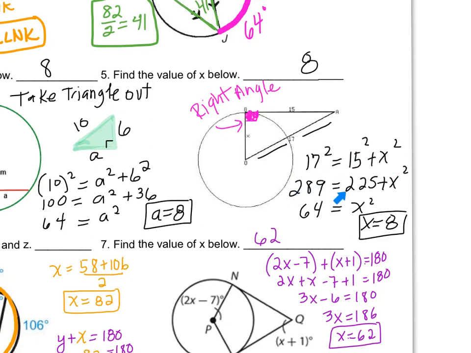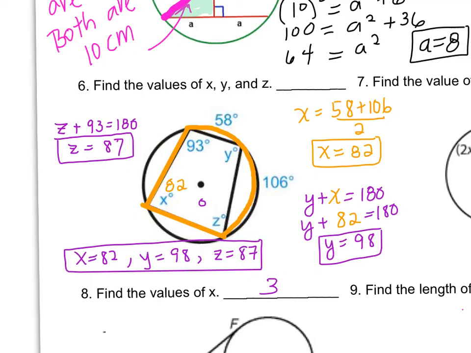So 289 equals 225 plus x squared. Subtract the 225. I end up with 64. If I square root both sides, I get x equals 8. So the answer is 8. Number 6.